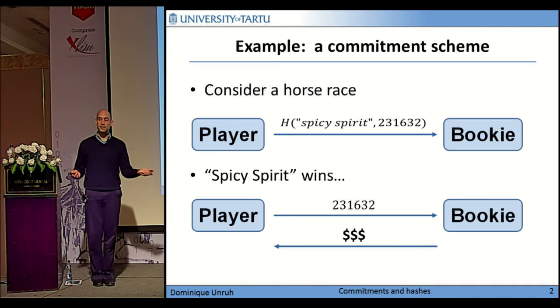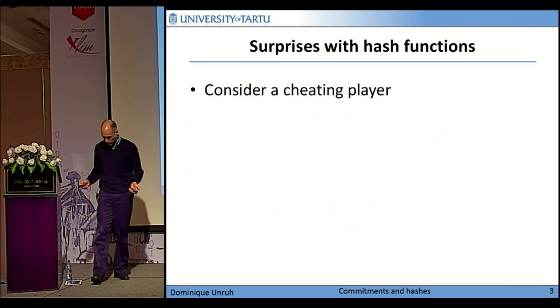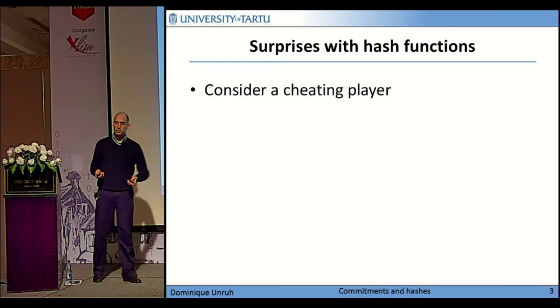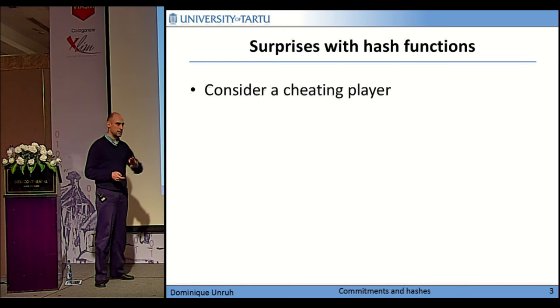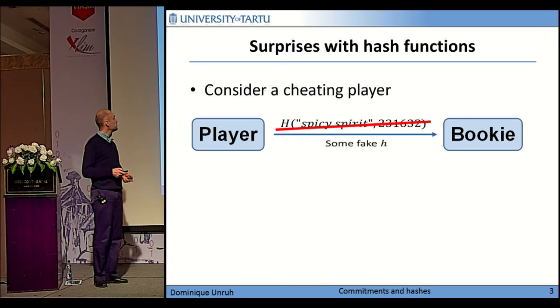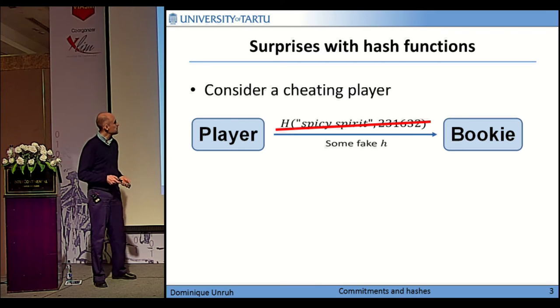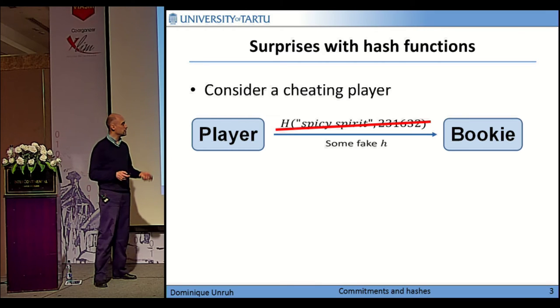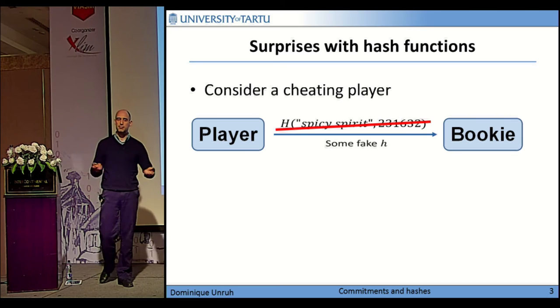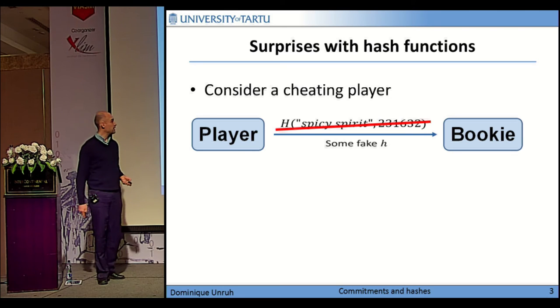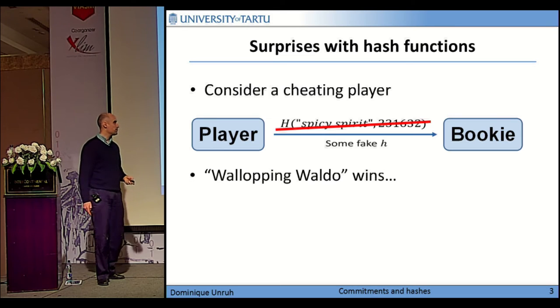And now we can ask ourselves, is this a secure protocol or not? So consider a cheating player. Could the cheating player, so we are looking at the binding property now, the hiding property is not the topic of this talk, achieve the following? Instead of actually sending the hash of some horse name, he just sends some fake value h that he made up in whichever way he likes, and sends this value h to the bookie.